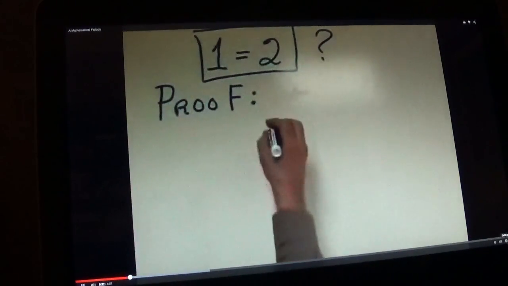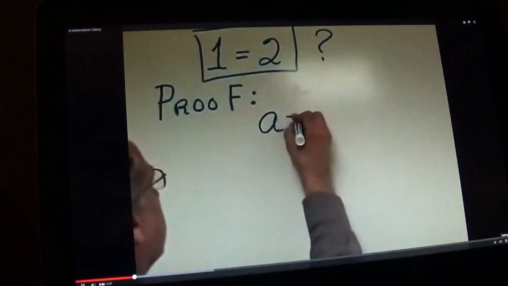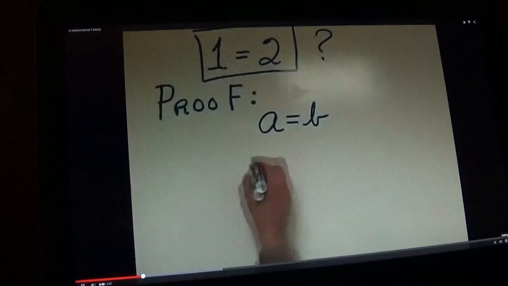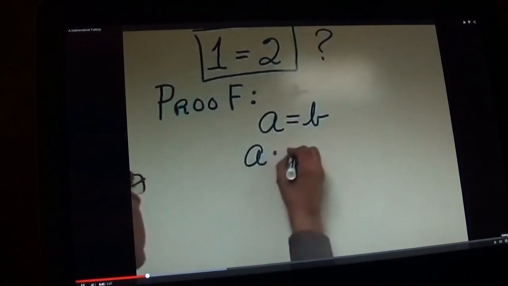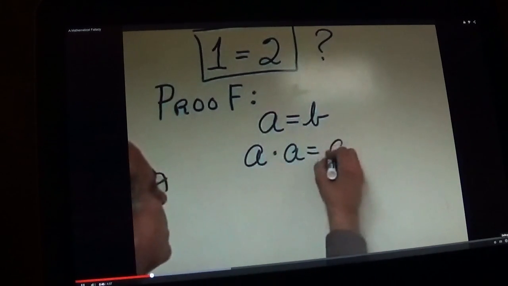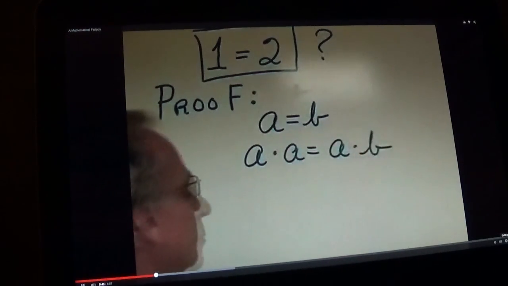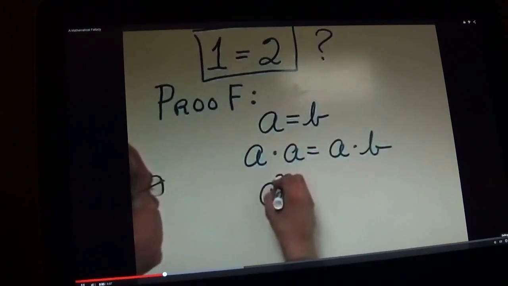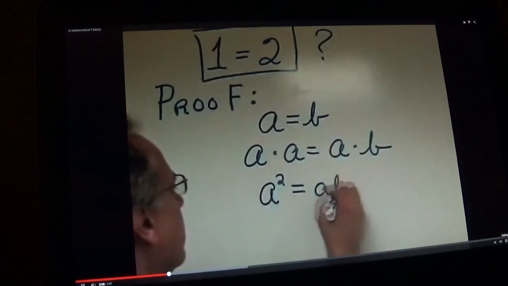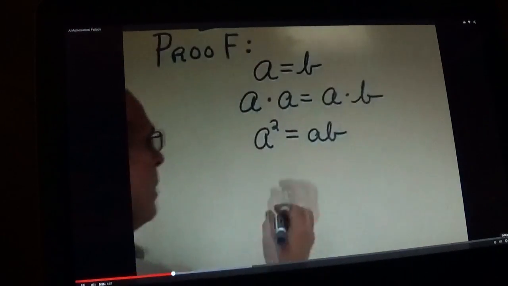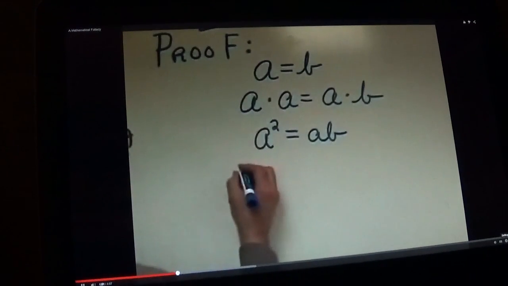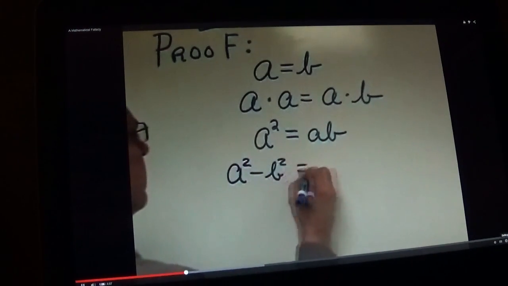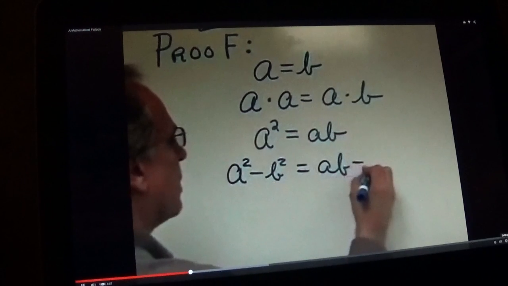In our first step, we're going to let A equal B. So A and B are equal to each other. We're going to multiply the left side by A and the right side by A. As a result of this multiplication, we have A squared on the left side and AB on the right side. We have A squared equals AB. I'm going to subtract B squared from the left side and B squared from the right side.